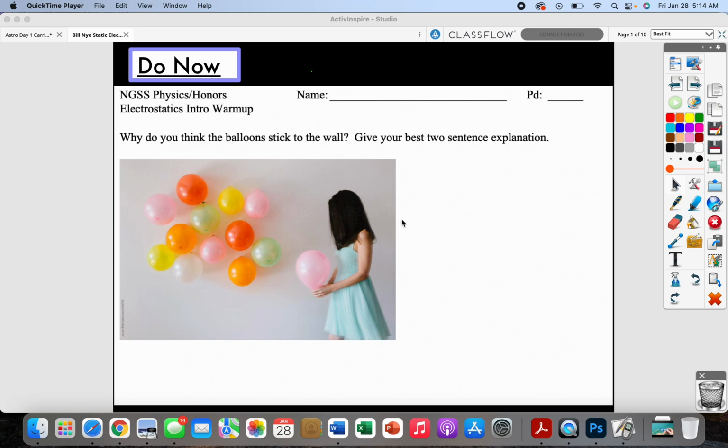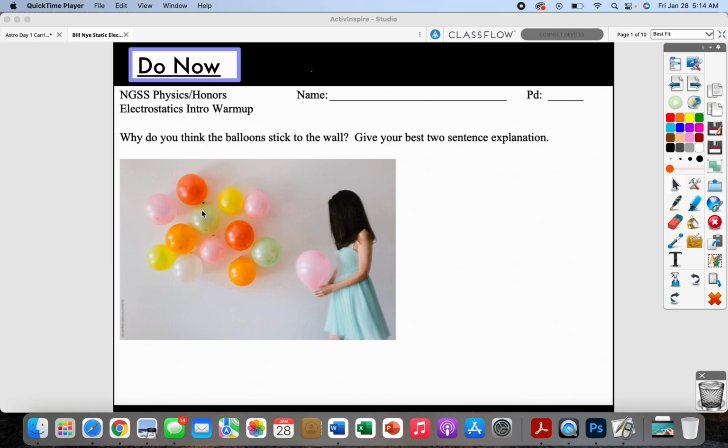Friday's class, we're going to start with this question. Why do balloons stick to walls? You've probably seen this. You rub a balloon against your hair or a sweater, and you can stick it to the wall. We wanted to see what you would come up with as an explanation. Okay? So today's class is going to be on static electricity.